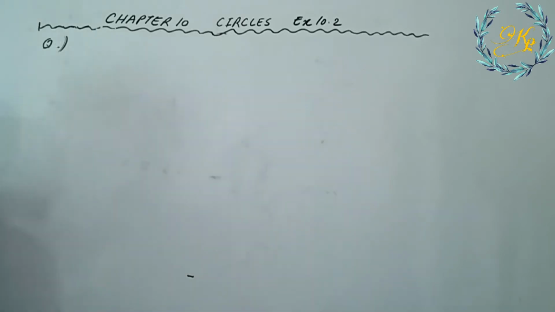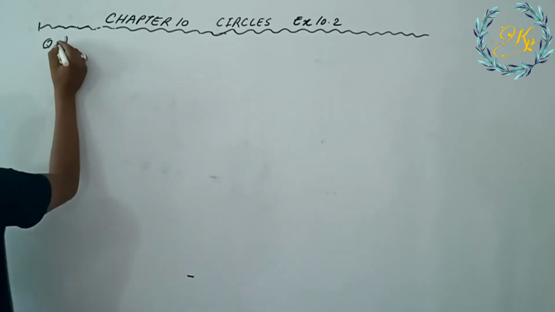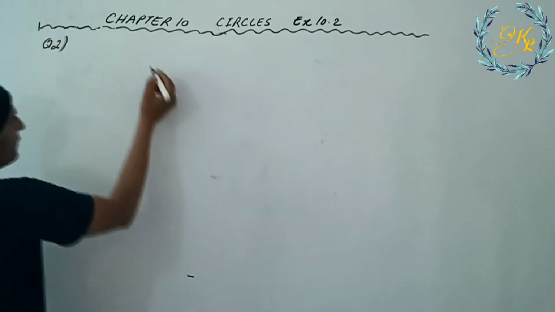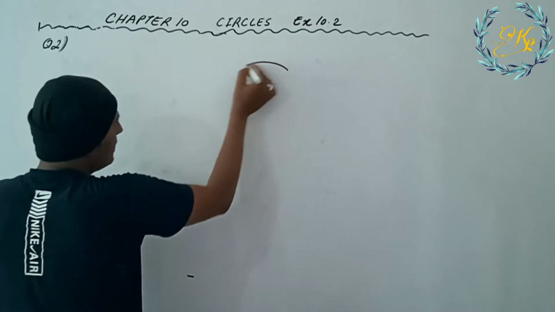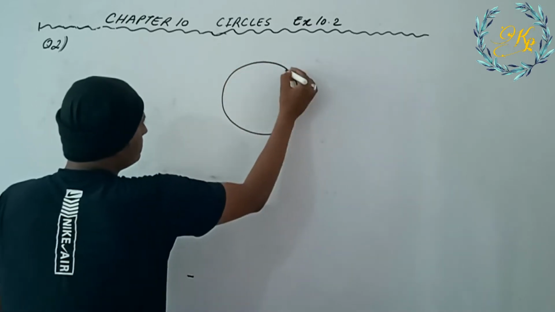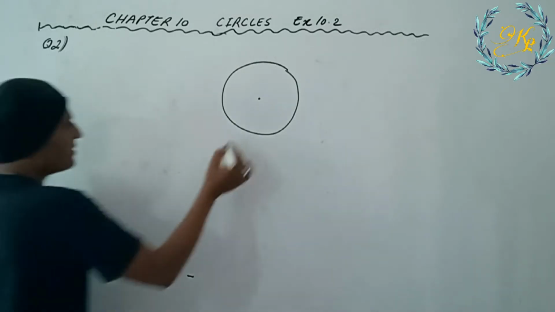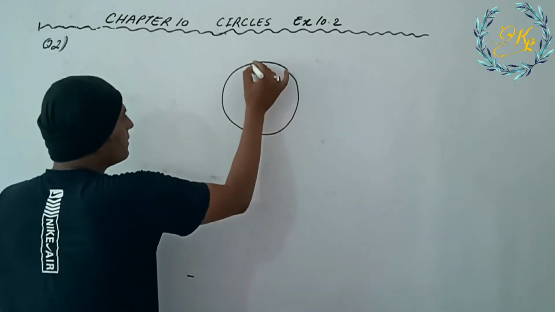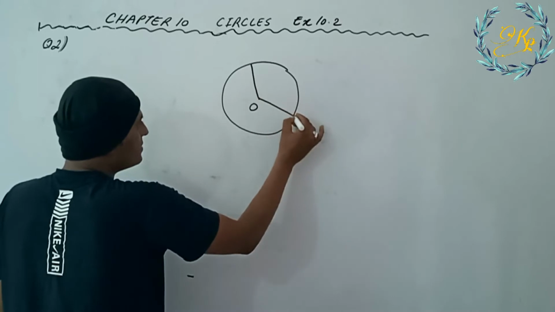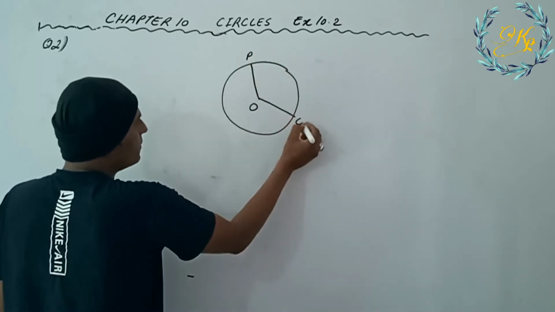Now let's read the second question. What does the second question say in the given figure? We are already given the figure here, so let's draw the figure first. In the figure we are given a circle, and the center of the circle is marked as O. The radius touches the circle at point P and point Q.